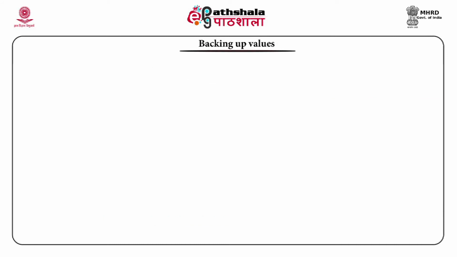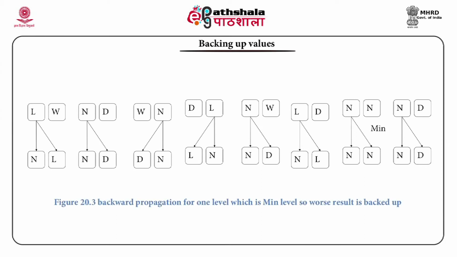Based on that, we pass the value up. Now it is very interesting how the value is passed in this case, because this is a minimizing level. The last level, the sixth level, is a minimizing level. Who is playing it?